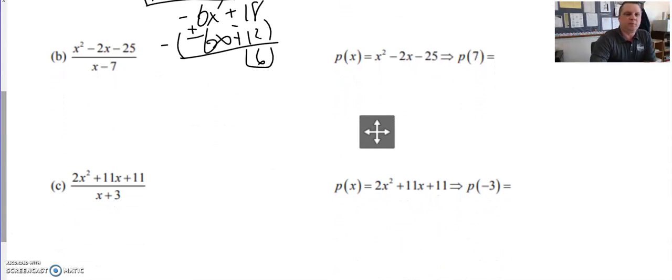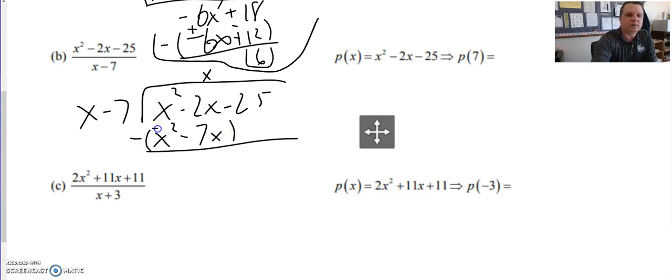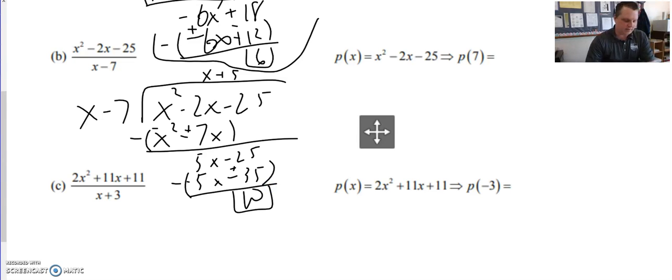So very similar in B, we have an x squared minus 2x minus 25. And we divide that by x minus 7. So I need an x squared. Therefore, we need an x up here. Okay, so x times x squared minus 7x. Remember, change the signs. Okay, so we have a minus, a plus. So we have 5x minus 25. I need a 5x. So we're going to add 5. 5 times x is the 5x, and minus 35. Change the signs. So this becomes minus, that becomes plus. And I'm left with 10, a positive 10.